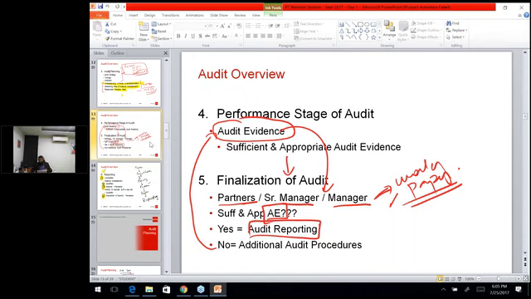Then we talked about the finalization stage of the audit, where you have senior managers and a partner or a manager who tests the entire work done up till now on this audit, and then decides if sufficient and appropriate audit evidence has been obtained or not. If it has been obtained, then he goes for the reporting. If sufficient or appropriate audit evidence is not available, then he asks you to perform additional audit procedures and gather more audit evidence so that he could draw a proper conclusion. So we talked about it, and then we moved forward.